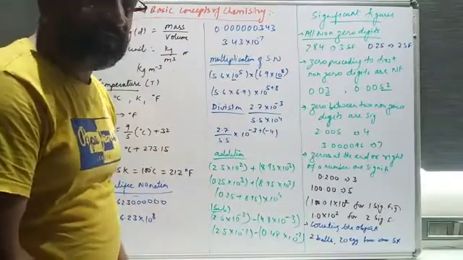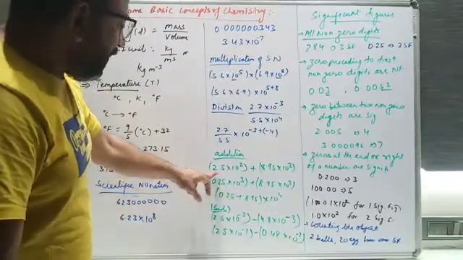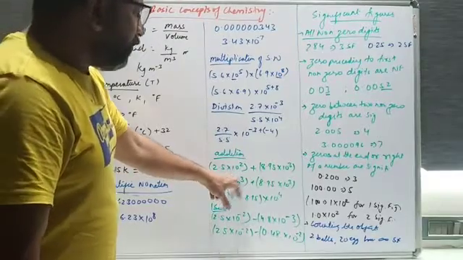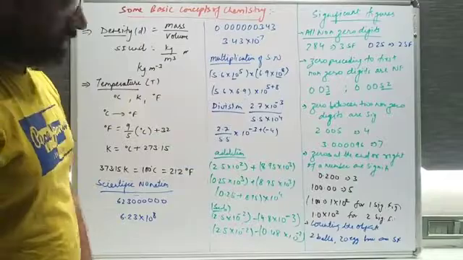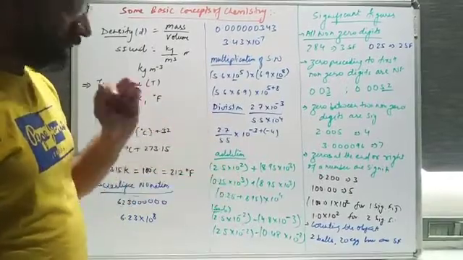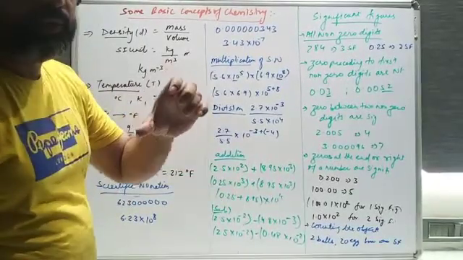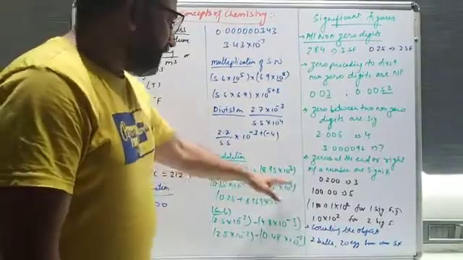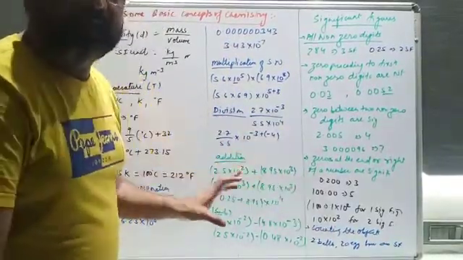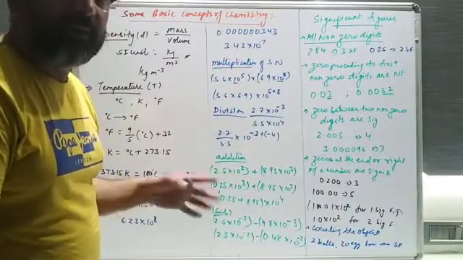Suppose the addition is to be done. In that case, what will you do? Suppose 2.5 into 10 to the power 2 and 8.95 into 10 to the power 3. Okay, so there are two different digits and we need to add them. What is the basic idea for this? We need to do just one thing: the 10 to the power should be common in both the digits.